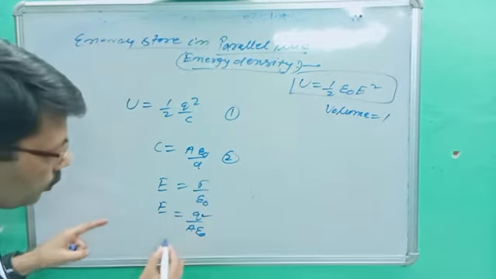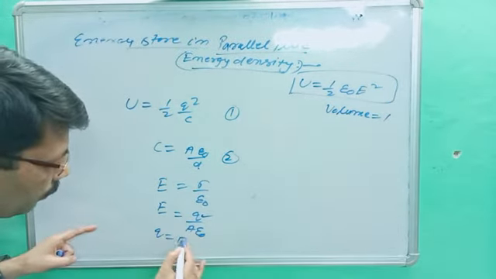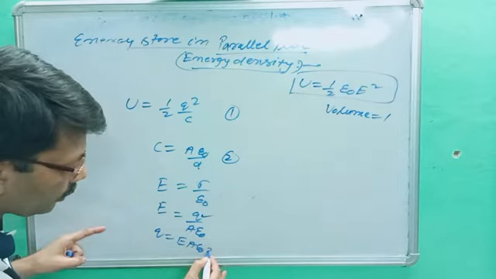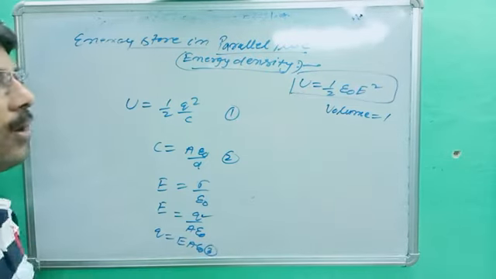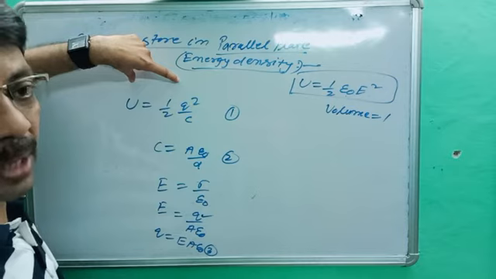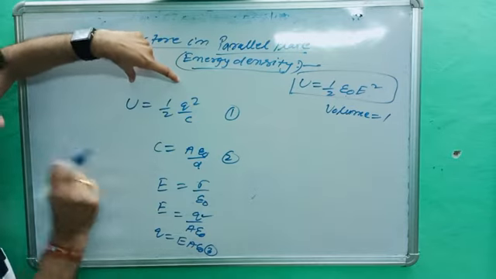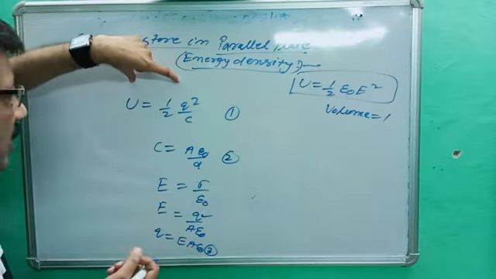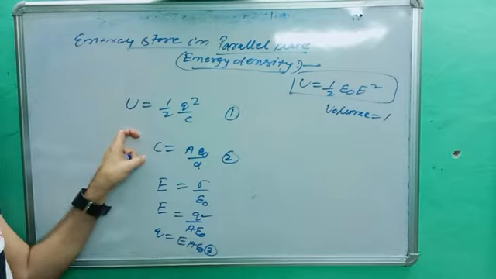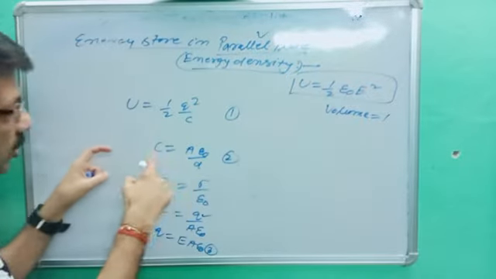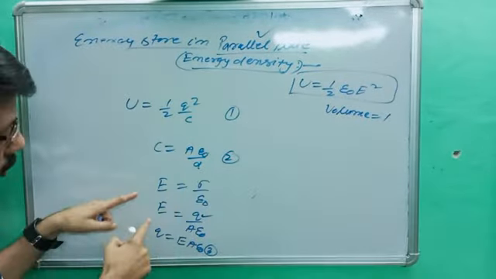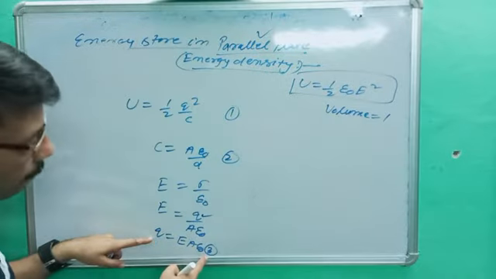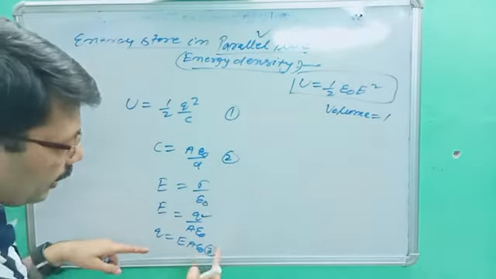So what is the value of Q? Q is equal to E A epsilon naught. This is equation number three. Very easy point. That is the energy stored in the capacitor. For a parallel plate, C is equal to A epsilon naught upon D, and Q is equal to E A epsilon naught. This is first, second and third.